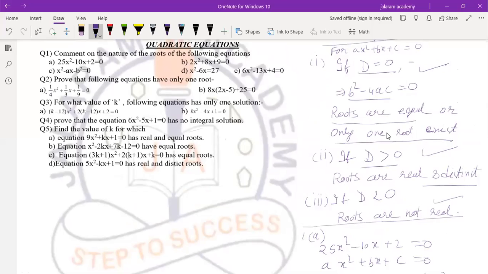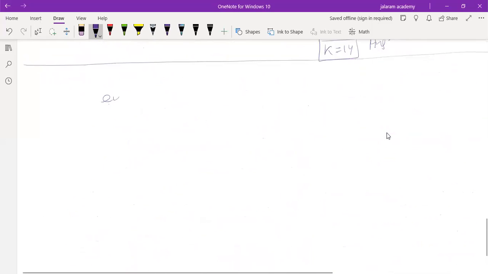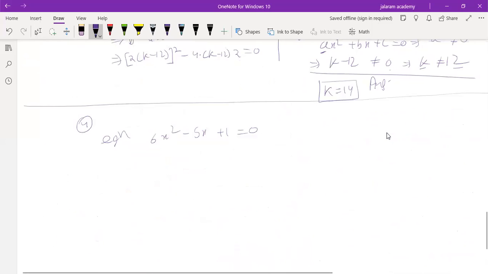So if we discuss the nature in question number 4, in which we have to prove that the equation 6x square minus 5x plus 1 equals 0 has no integral solution. First, as we are observing, we have to find the nature again.